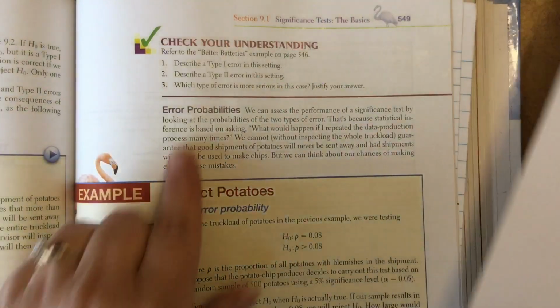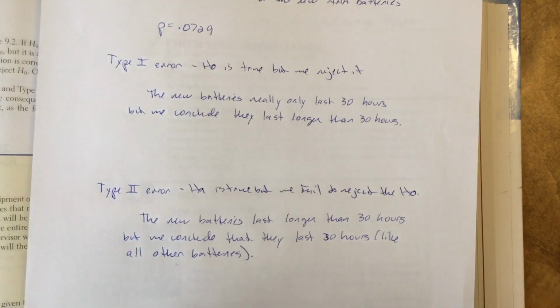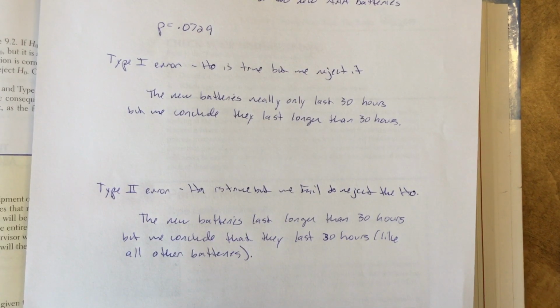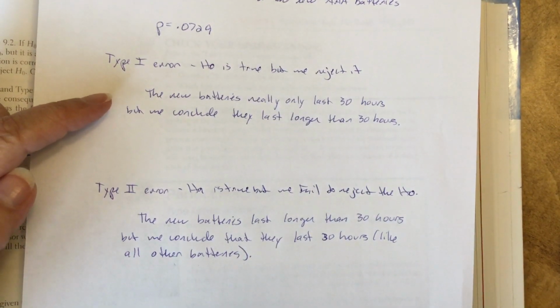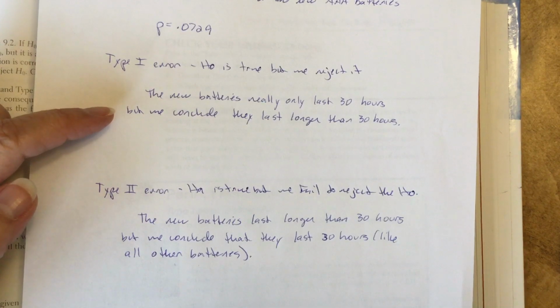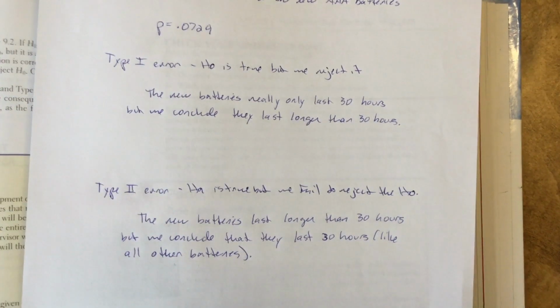Now the next question says, which type of error is more serious in this case? Well, selling batteries isn't life and death, so this kind of has room for interpretation. Personally, I would think it would be worse from a consumer standpoint if I'm spending money on a battery that I think is better than it really is. So I would think from a consumer standpoint, this might be worse because the new battery really only lasts 30 hours, but I conclude that it lasts longer, so I'm wasting my money. I'm spending money on a product that I think is better, but it's not really better, okay? But you can argue either way.